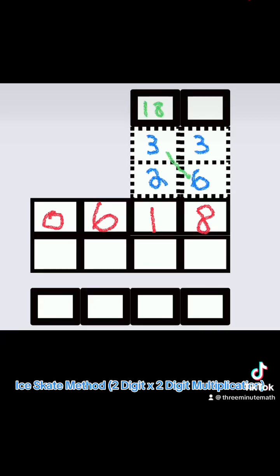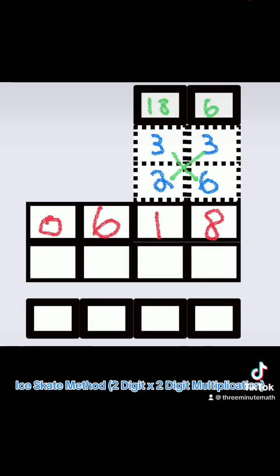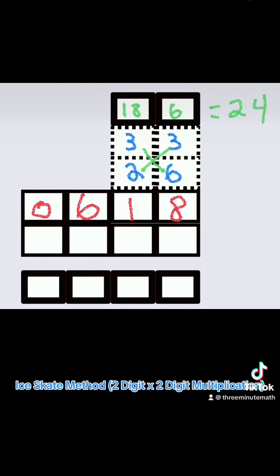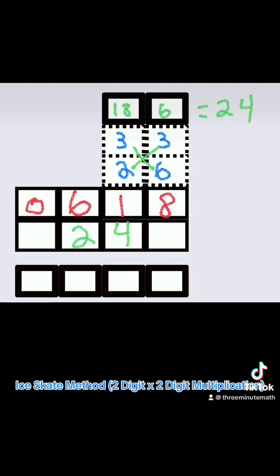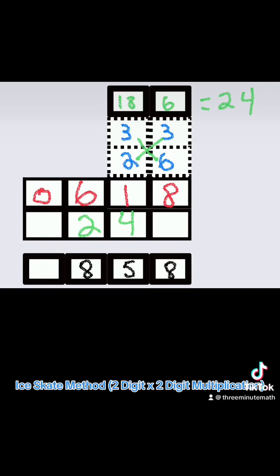Next thing we're going to do is cross multiply. So we do 6 times 3, which gives me 18. 2 times 3 gives me 6. Now I'm going to add those two numbers together. So 18 plus 6 equals 24. And now I'm going to bring my 24 down. My last step is to add up my numbers, and I'll end up with 858. So 33 times 26 equals 858.